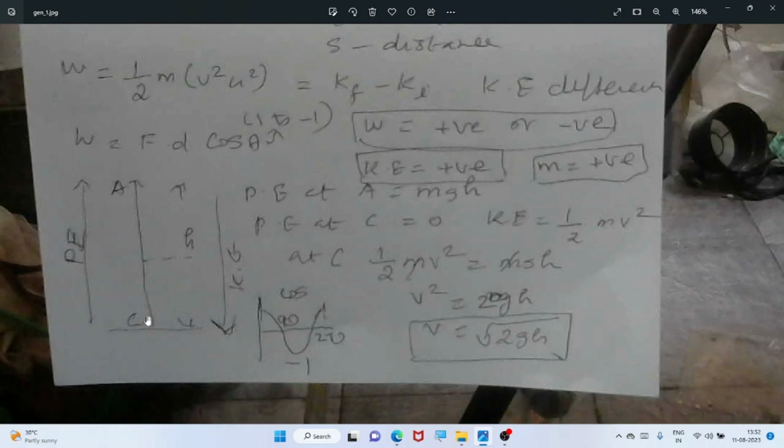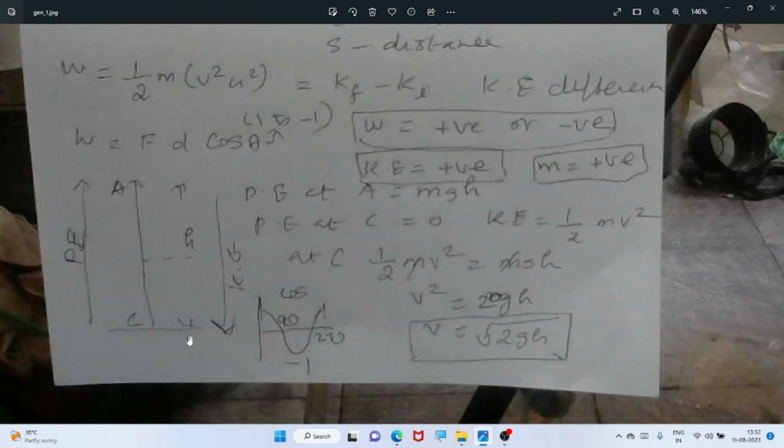When you place something at a height h, the potential energy increases, directly proportional to the height. But when you drop it, the potential energy decreases and the kinetic energy increases. The kinetic energy will be maximum at the bottom, and the potential energy will be maximum at the top. The potential energy at A is mgh: mass into gravity into height.